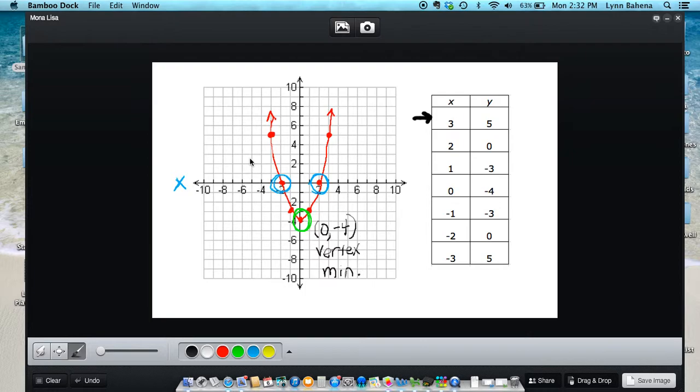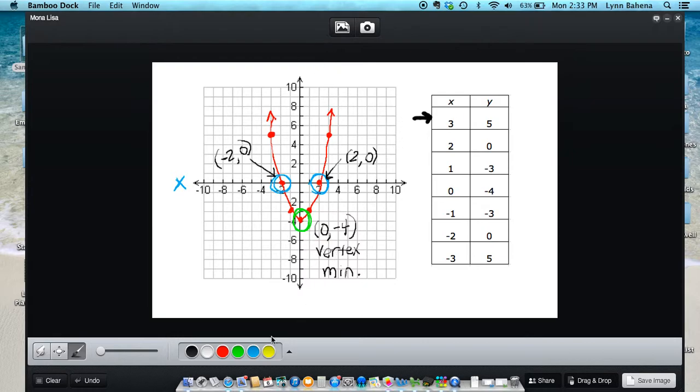Okay, and then we can see that our solutions are here and here. These are also known as the zeros of our graph. Okay, so this one is -2. We go over -2 and up 0. That's one solution. And the other one is over 2 in the positive direction and up 0. Okay, so our solutions are -2, 0 and 2, 0. So that is one method of finding the information that you need.